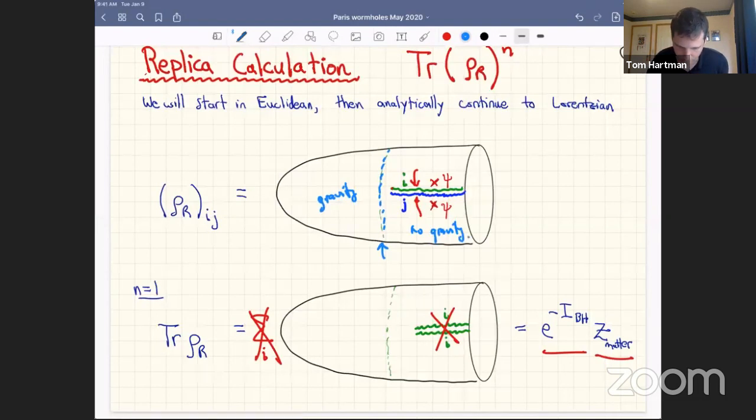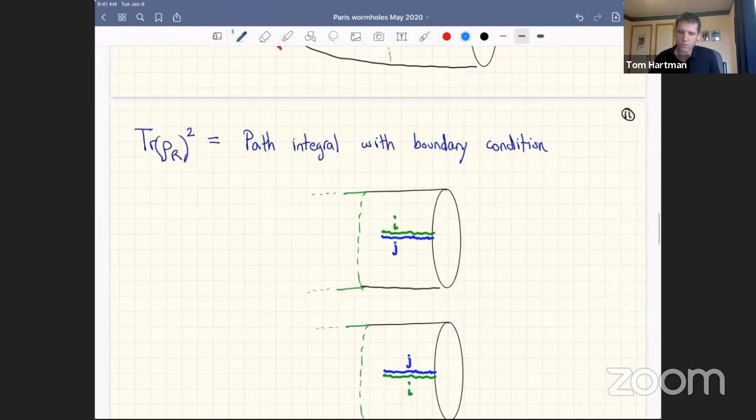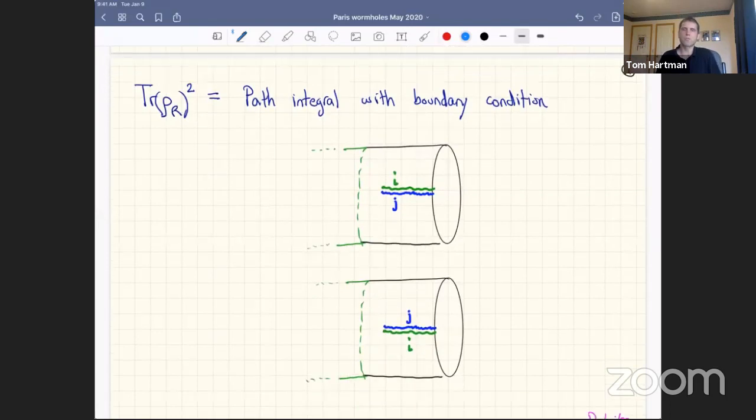Okay, so now let's go to n equals 2. If we want to calculate trace of rho_R squared, then we're supposed to do a path integral with the appropriate boundary conditions for the product of two copies of the density matrix. Now, a crucial point here is that when you do gravitational path integrals, you don't specify the geometry. You specify the boundary conditions. And it's up to gravity and the equations of motion to find the geometry that has the appropriate boundary condition. So when I say it's a gravitational path integral, we're really just specifying the part that I drew here. And then it's up to the equations of motion of the theory to fill in the dot, dot, dots.